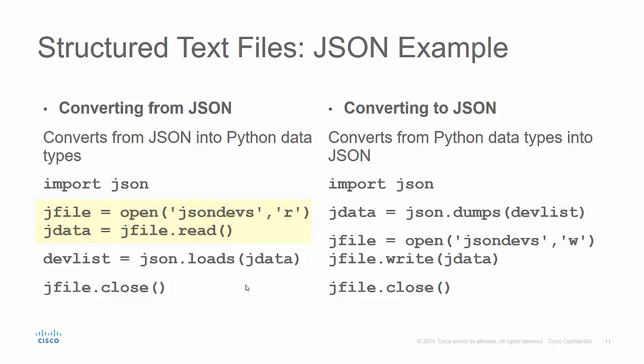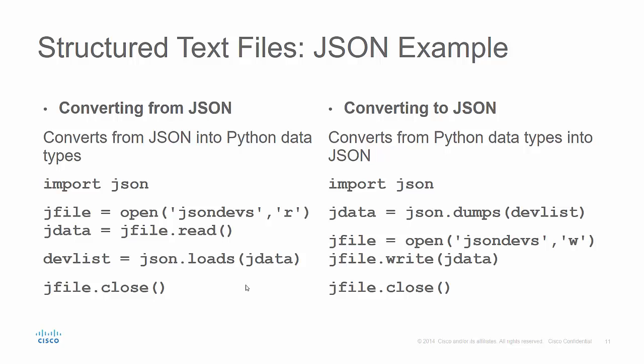We will then use the JSON library to call the function loads, passing in the attribute JData that we just read from the file. The JSON.loads function is going to translate that JSON data into Python data structures, and the data structures that we see here are going to be put into the variable called devlist. So at this point in time, devlist contains Python data structures, which will include things such as dictionaries, lists, etc. When done, you will close the file.